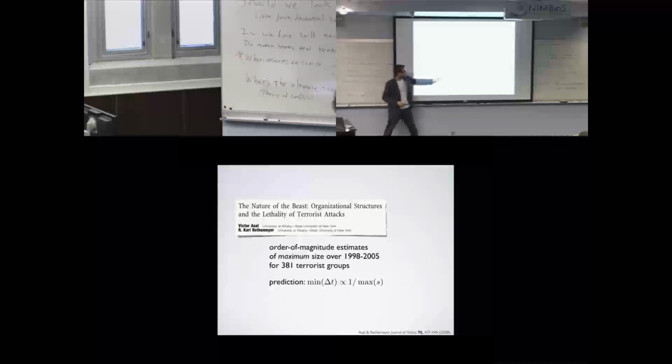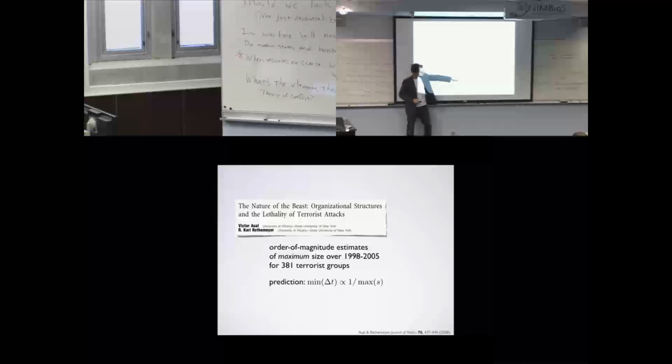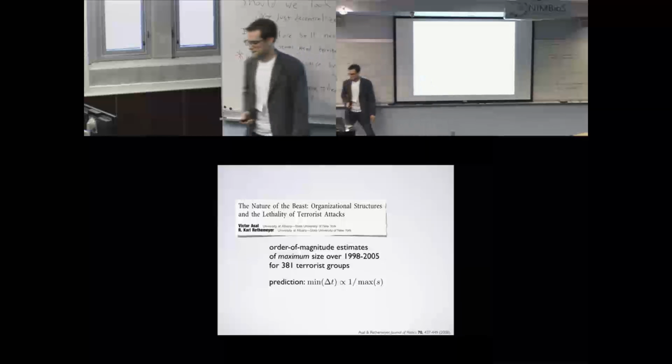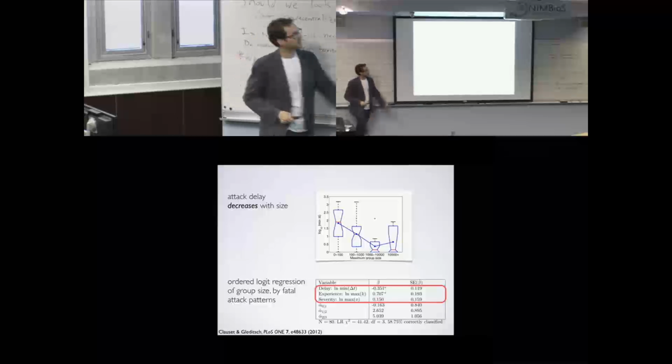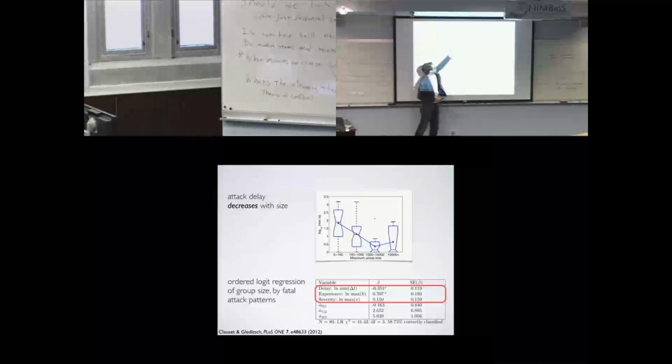So that makes the prediction that the minimum delay should be inversely proportional to the maximum size. Okay, so it's not perfect, but we can still do this. What we find is that indeed we see exactly the relationship we predicted: this is log of the minimum delay as a function of log of the group size, and we see that we have this nice linear function that relates these two variables.